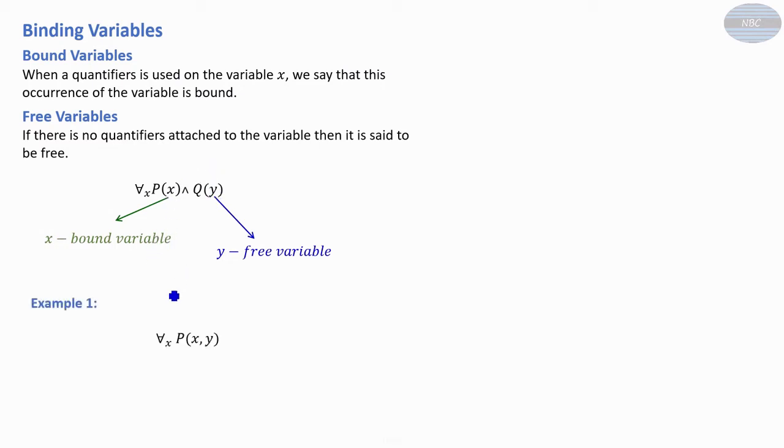Come to another example. Here we have for all x, a predicate having two variables x and y. So here x is a bound variable, but y is said to be a free variable.